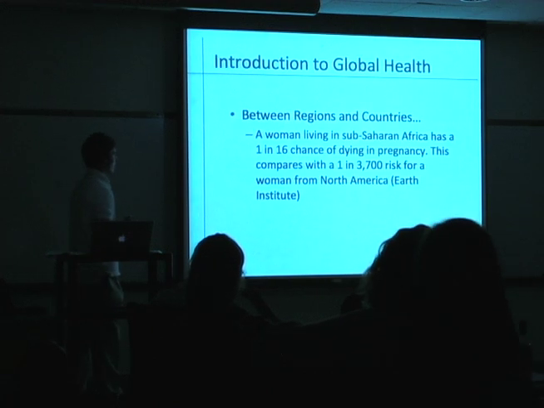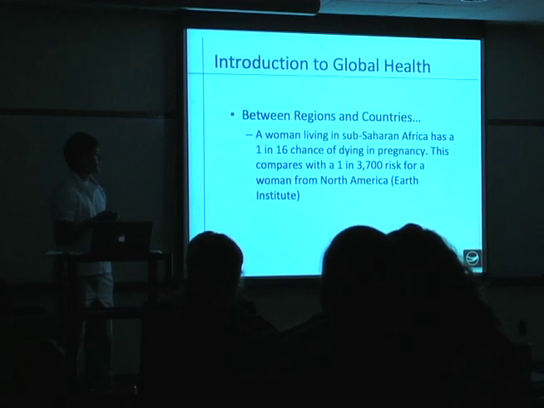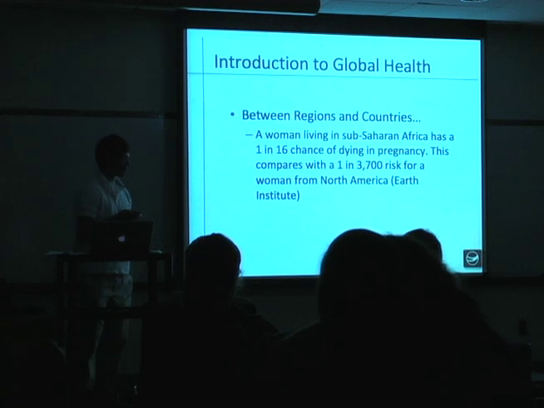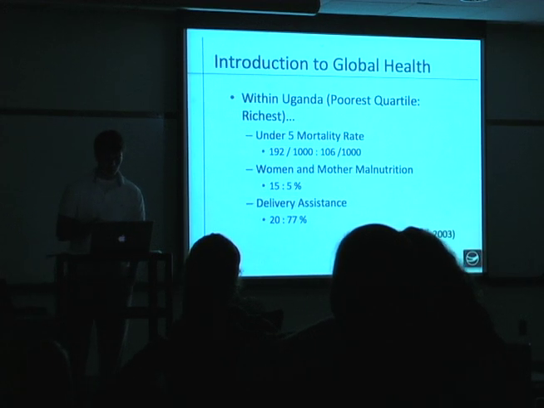In the least developed countries, people live to 50, which really shows a great health inequity. Another example is a woman living in sub-Saharan Africa has a 1 in 16 chance of dying in pregnancy. This compares with a 1 in 3,700 risk for a woman from North America. It's really astounding, and there's much that can be done.